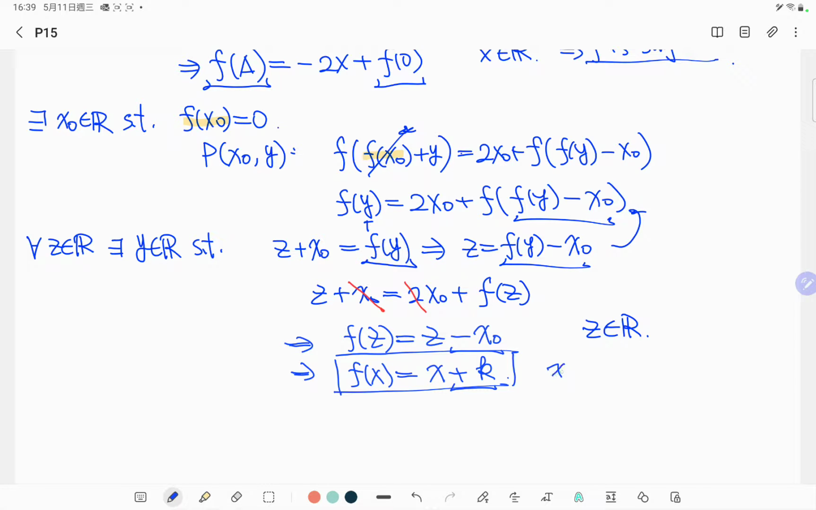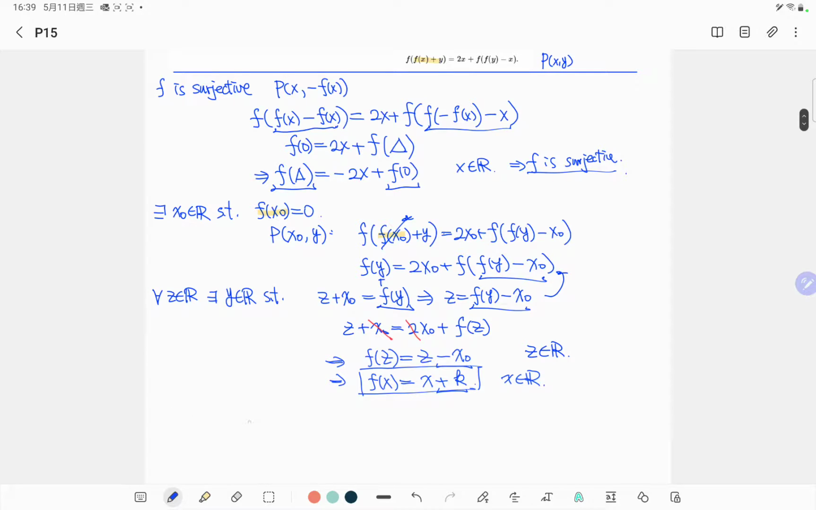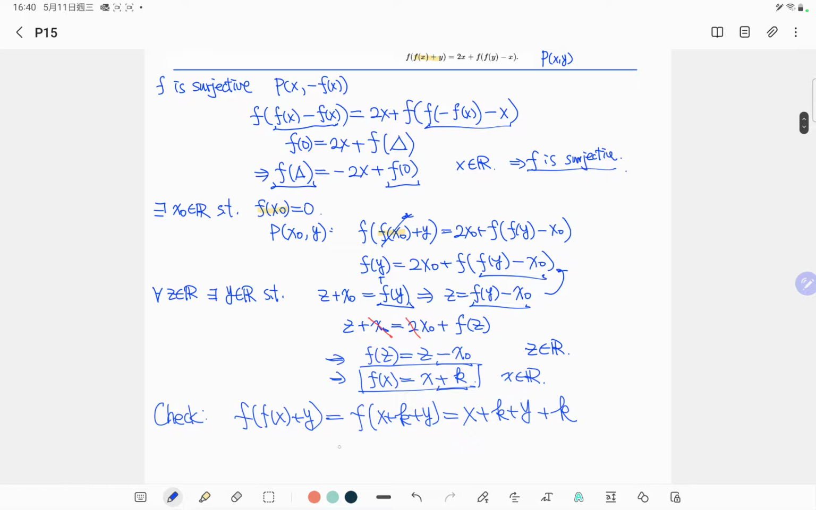So this should be the solution for this functional equation, and we could try to check whether all the solutions satisfy the original functional equation. So we try to check. The left side is f evaluated at f of x plus y. This will be f evaluated at x plus k plus y, which equals x plus k plus y plus k. So we try to add x and then subtract x. So we have 2x here to match, and then plus y plus k, and then we should have negative x, and then we still have plus k.